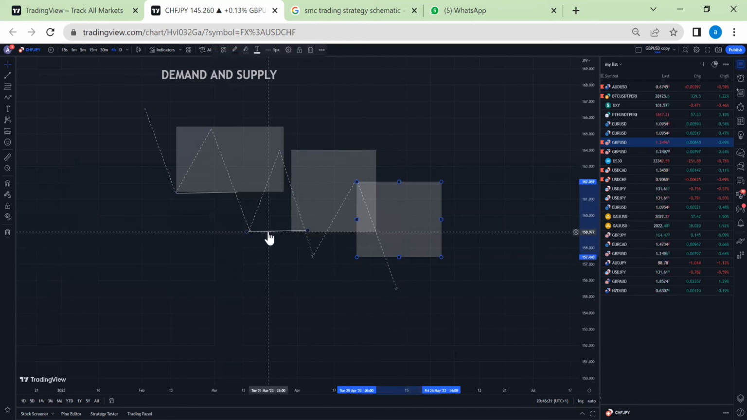I just got confused. So we have this, right? That's the last break of structure. And inside here, we look to short again. Okay. So that is how it keeps going down.